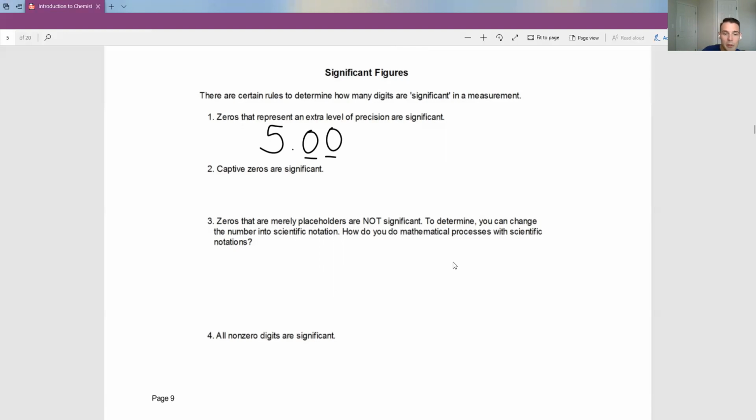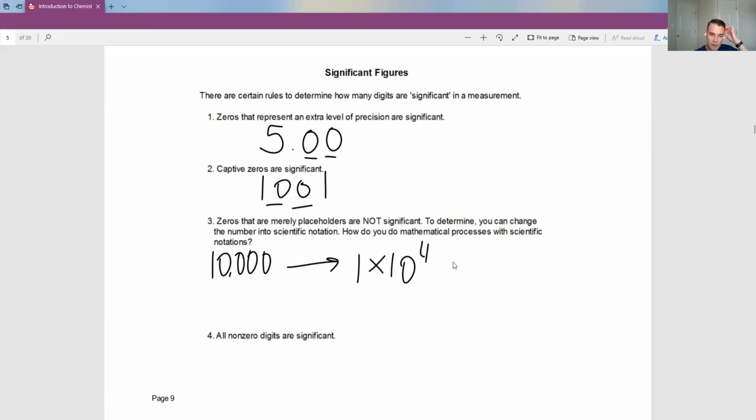Captive zeros are going to be important. So if I had like 1001, those zeros are significant. Zeros that are merely placeholders are not significant. What that means, if I have the number 10,000, I can easily turn that into scientific notation. What is that? 1 times 10 to the 4th without getting rid of the Sig Fig. So in this one, there's only one Sig Fig in that number, and all those zeros are just placeholders.